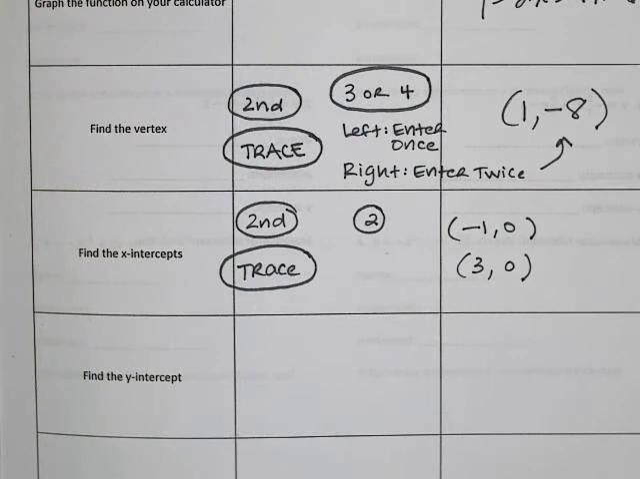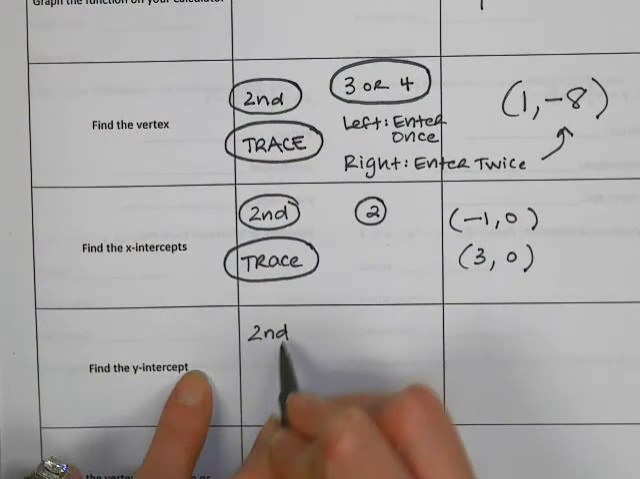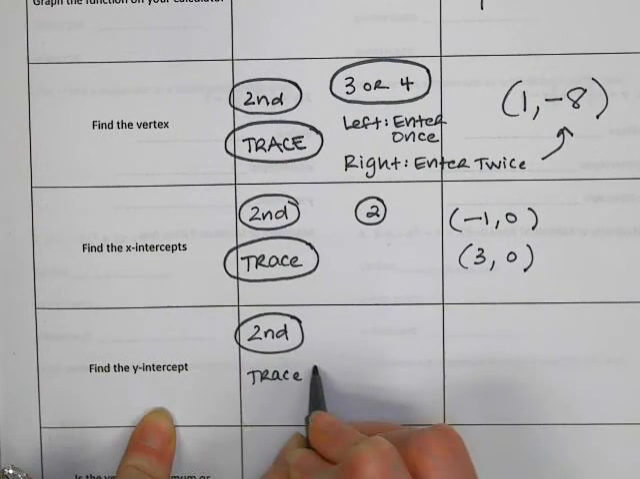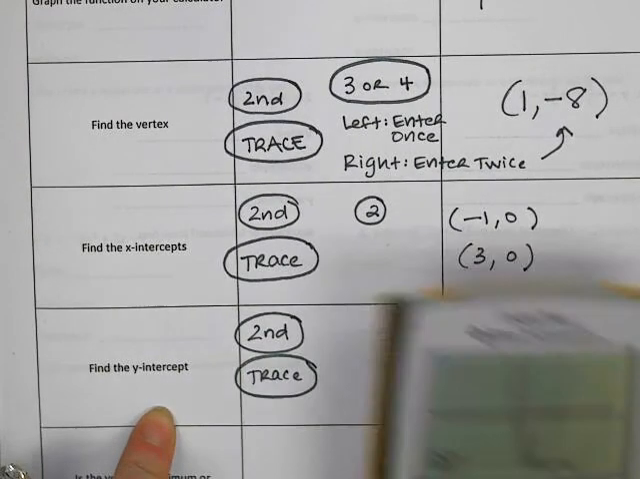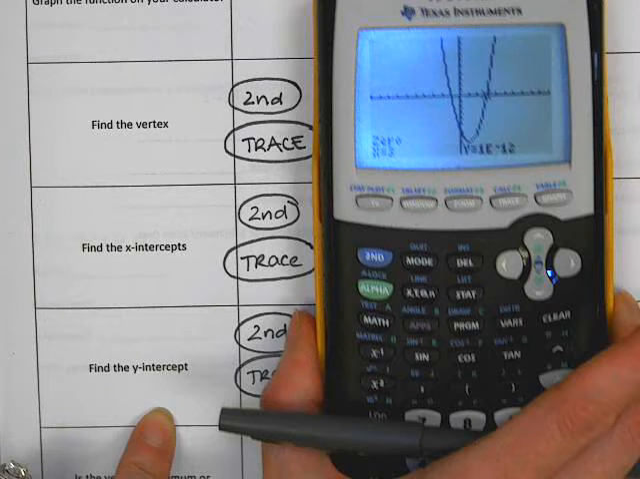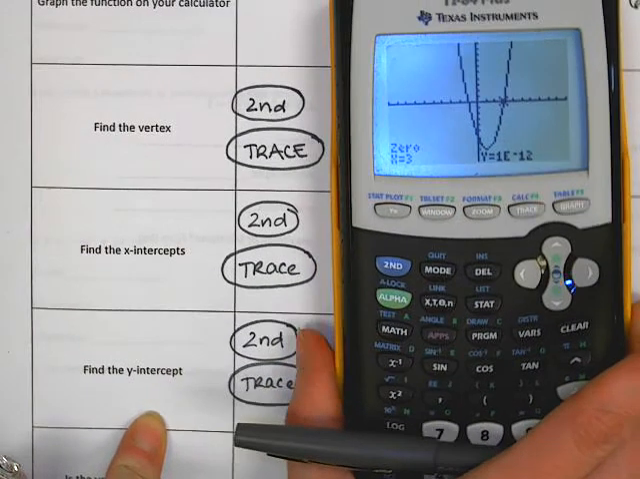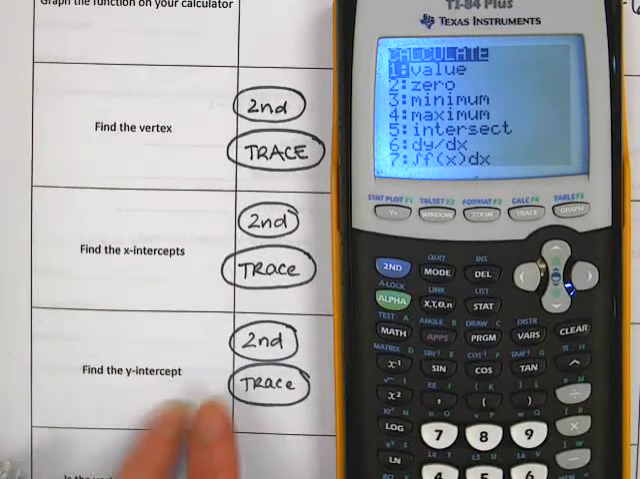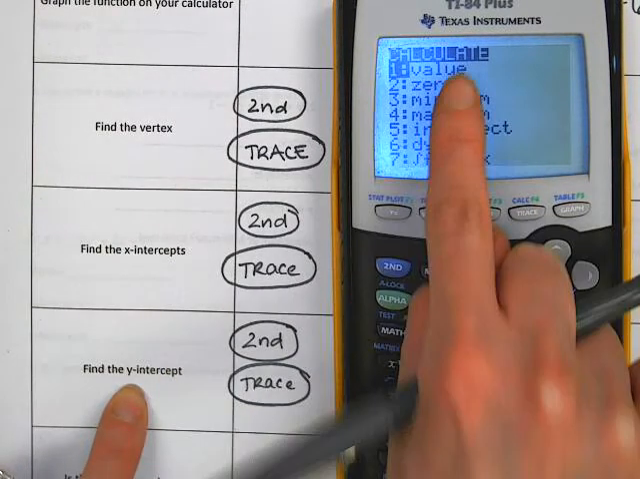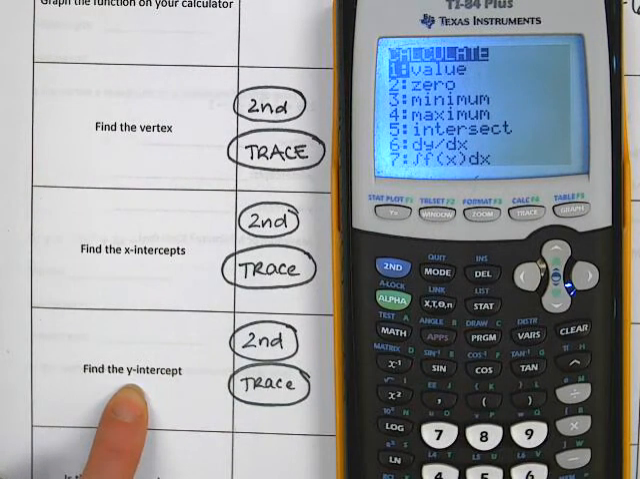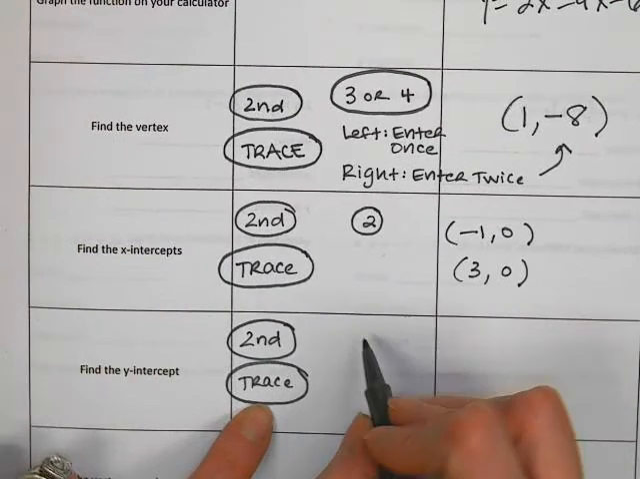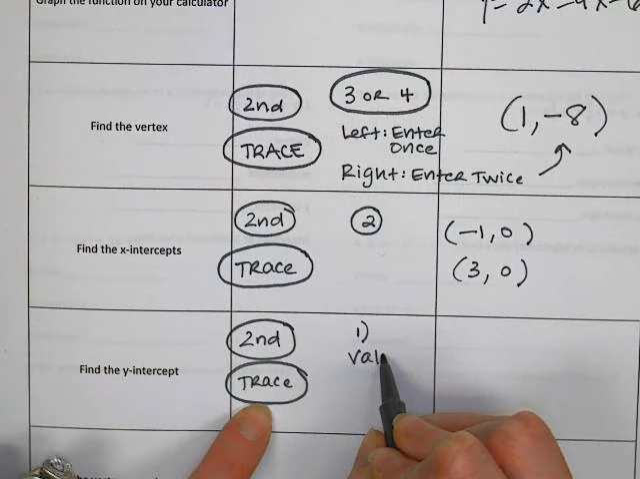Okay, to find the y-intercept is also second trace. So go ahead and click second trace again. And this time, to find the y-intercept, we're going to click enter on number 1, value. So option 1, value.